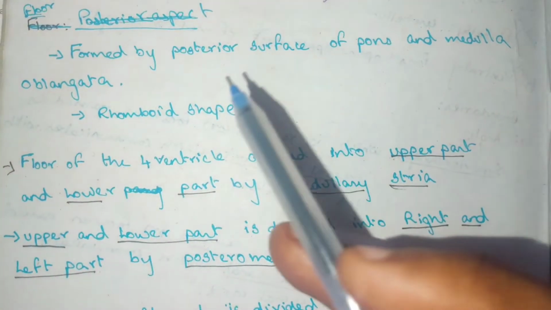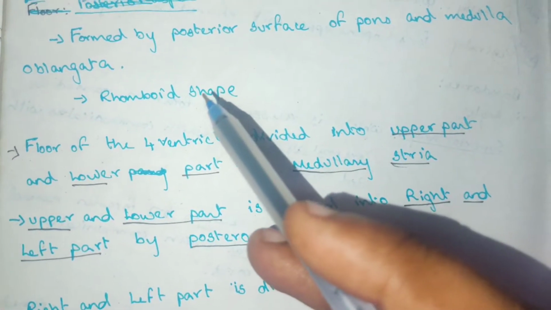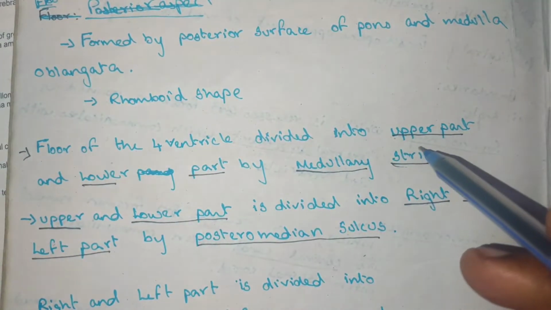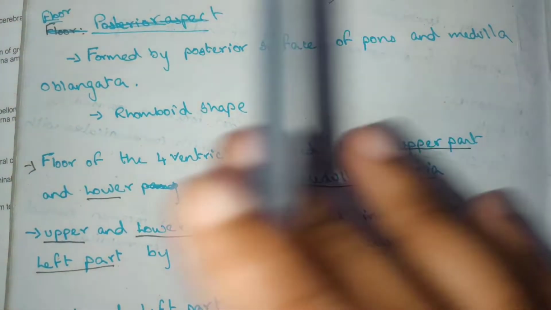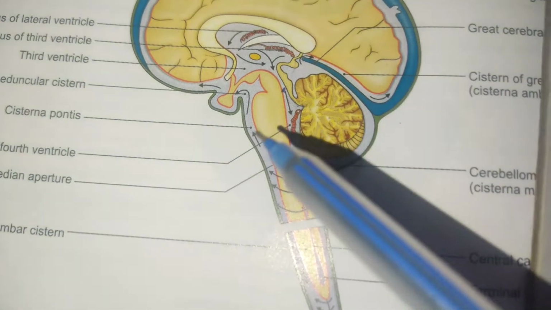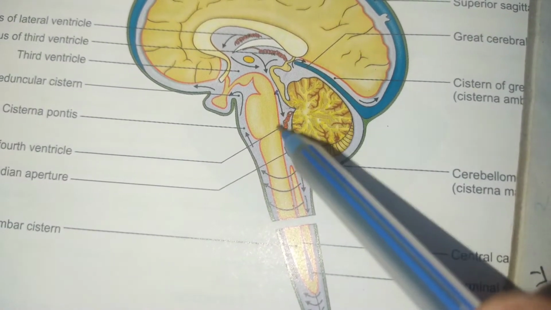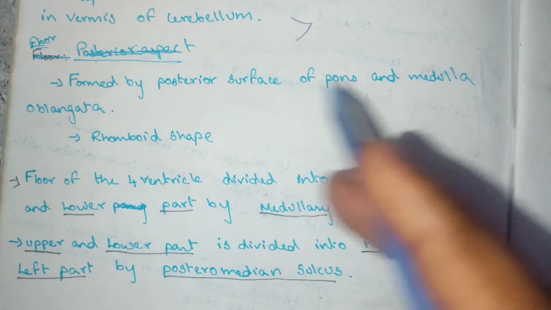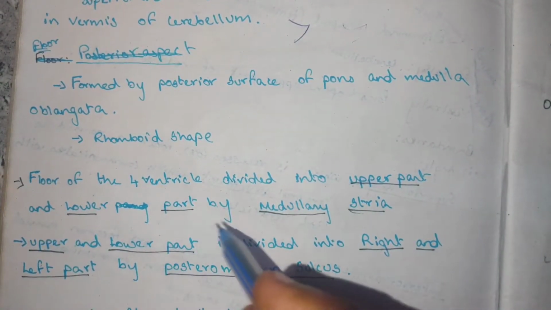Now we will see about the floor. The floor is formed by the posterior surface of the pons and medulla oblongata, and it is rhomboid shaped. This is the floor of the fourth ventricle. The floor of the fourth ventricle is divided into an upper part and a lower part by the medullary stria.